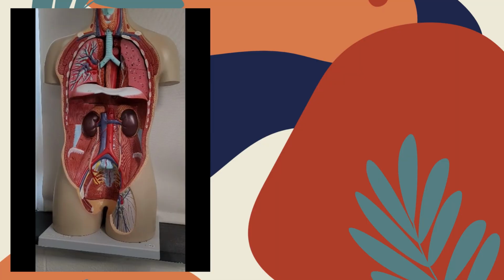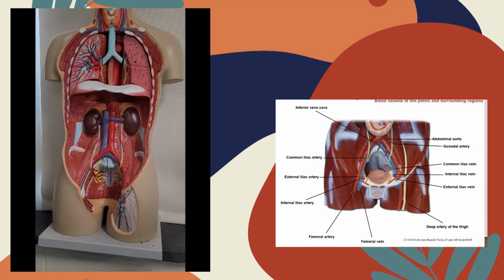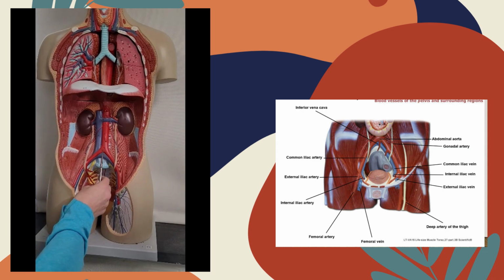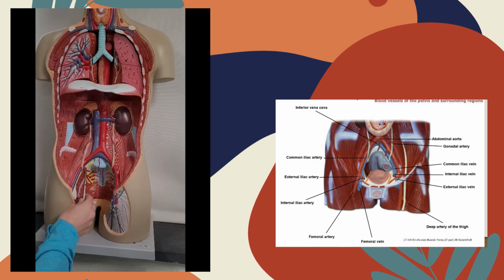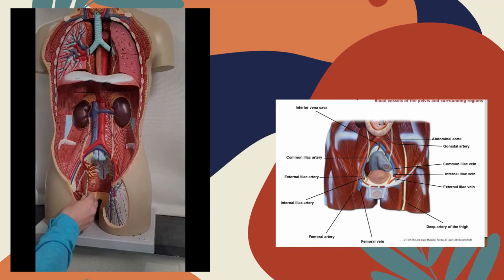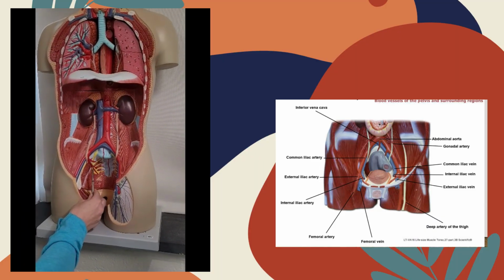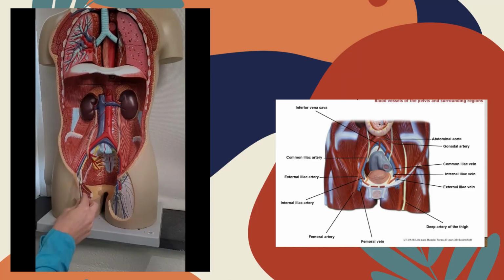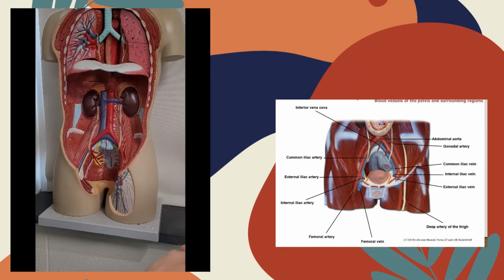Alright, today we are going to go over the arteries of the pelvis and lower limb. So starting off, we're going to come down the common iliac artery, and that branches into the internal iliac artery. Off here we have our external iliac artery, and then if we follow this down, we'll move to our next model.